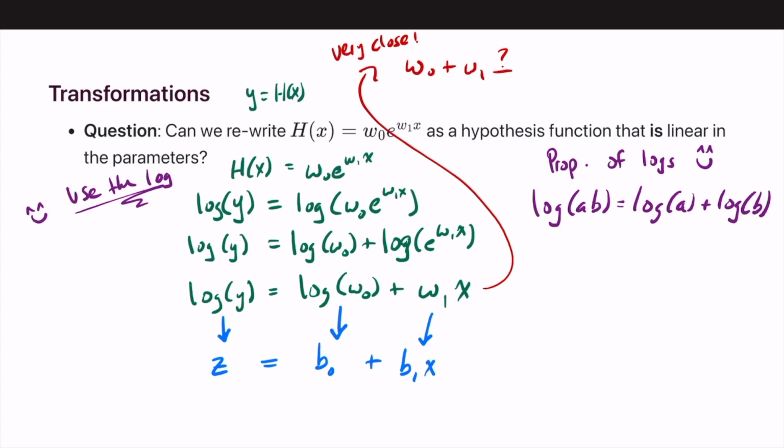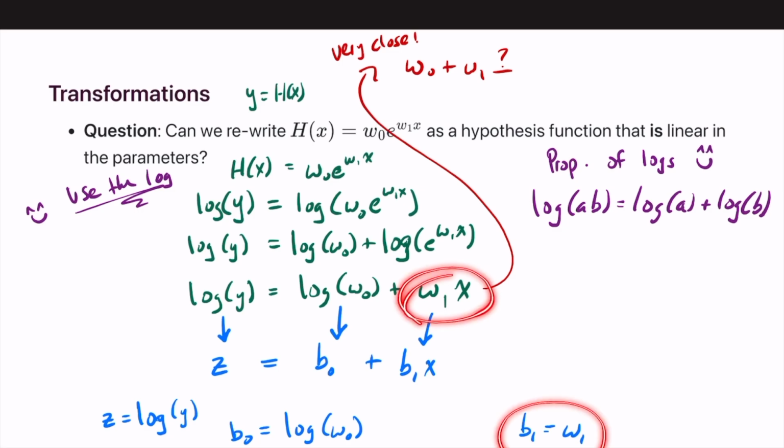And the roadmap that we can apply to that is z will equal log of y, and beta sub 0, or beta naught, will equal log of w naught, and then our beta sub 1 will just equal our weight. That's like a 1-for-1 because it's already in the form that we want.